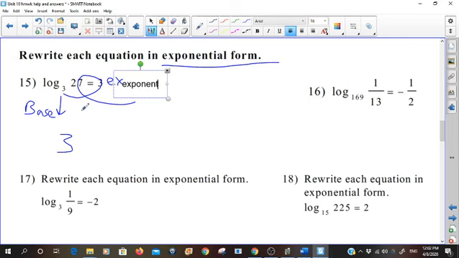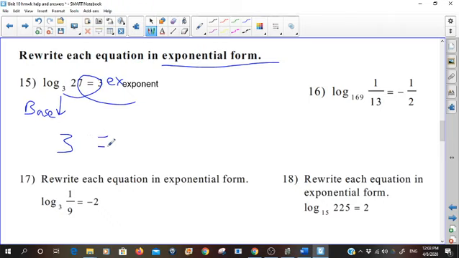Okay. So 3 to the exponent, which is 3 to the third power, is going to be equal to 27. And that is a true statement, because 3 times 3 is 9, times 3 is 27. Okay, so our answer is just rewriting these in exponential form.